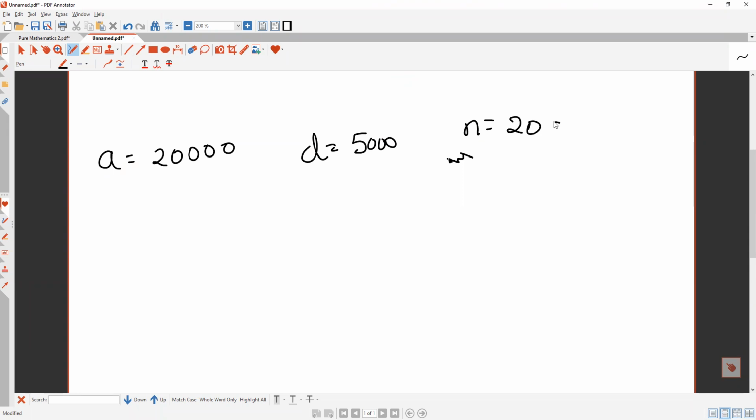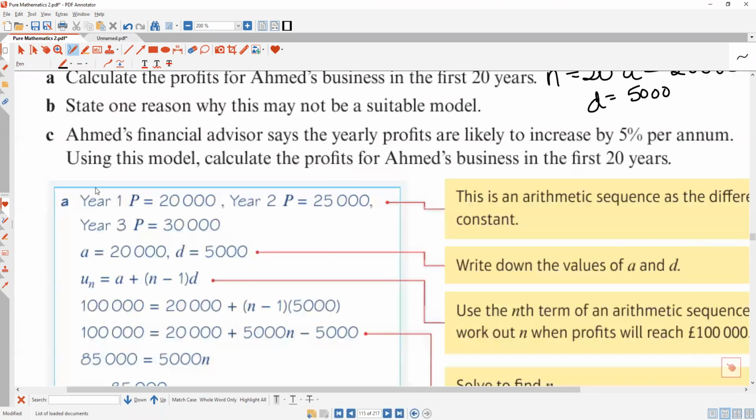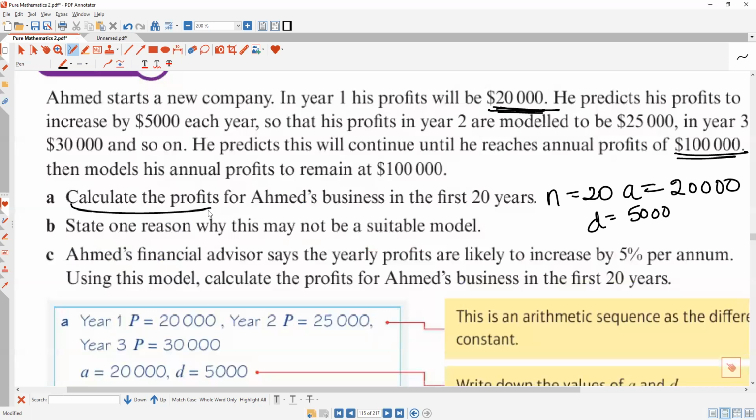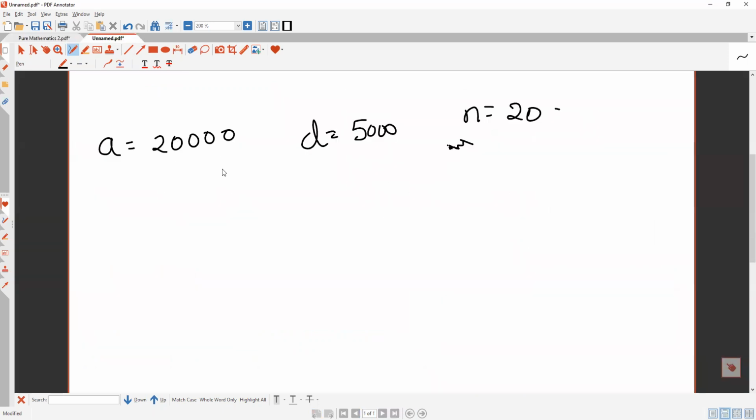What are we looking for? We are trying to find the total sum in that 20 years. This is sum, by the way. I know that in the question they did not make it obvious that they want the sum from you, but they're saying they calculate the profits. So how much total profit did he earn in that 20 years? Let's find, because we know within that 20 years somewhere in between he reached his 100,000 per year goal.